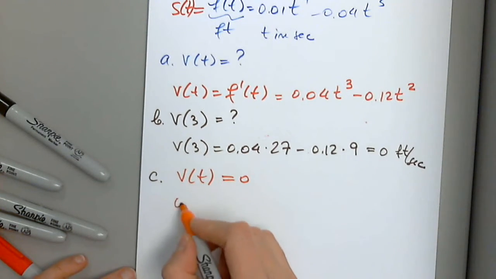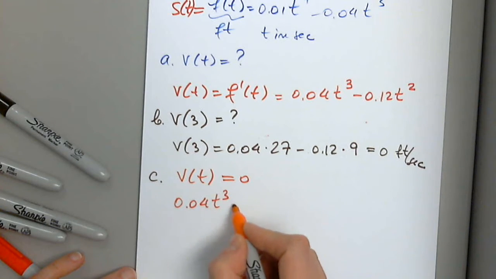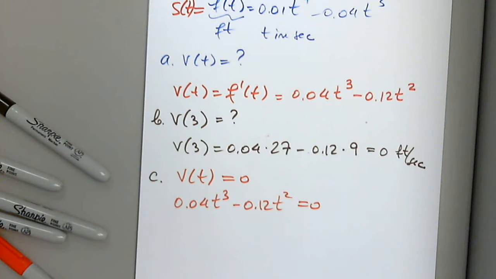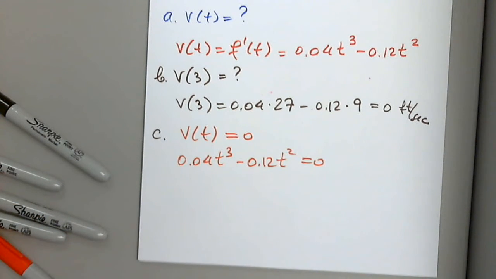So here's the velocity: 0.04 t cubed minus 0.12 t squared equals 0. What type of polynomial is this? Degree 3. How many solutions do I have to write? 3, even if they're all the same. I still have to check. Good. What is the first step?